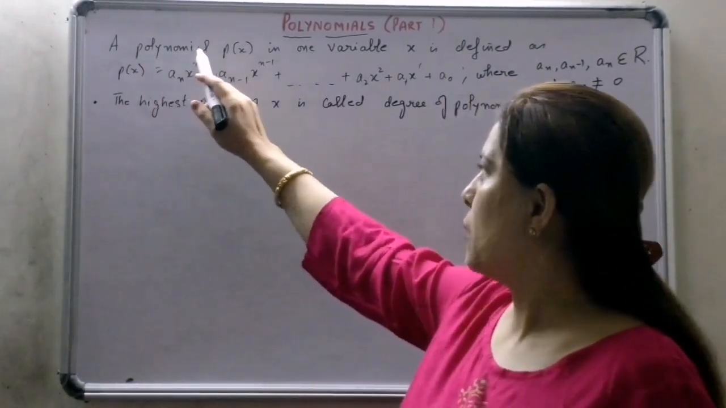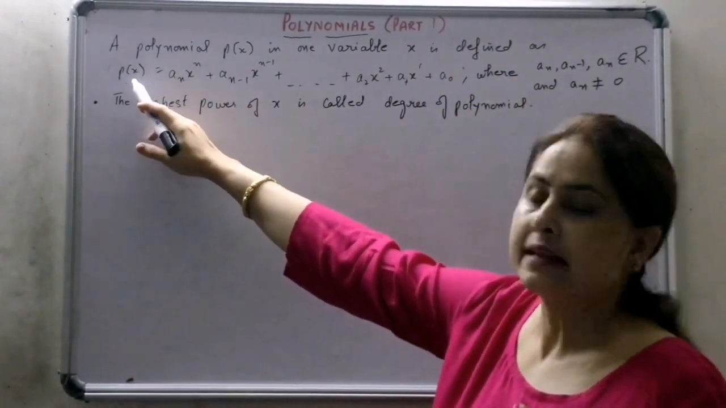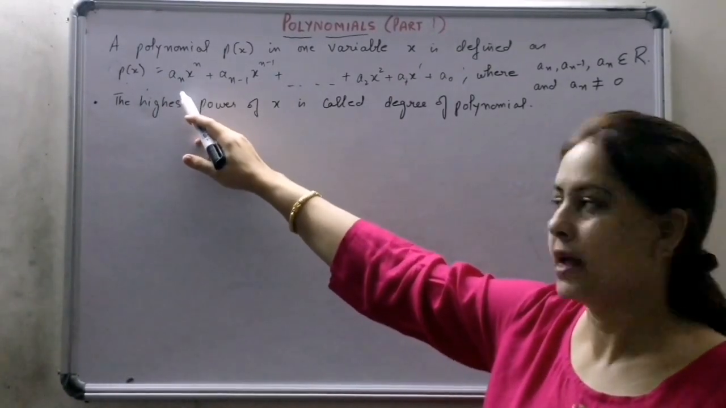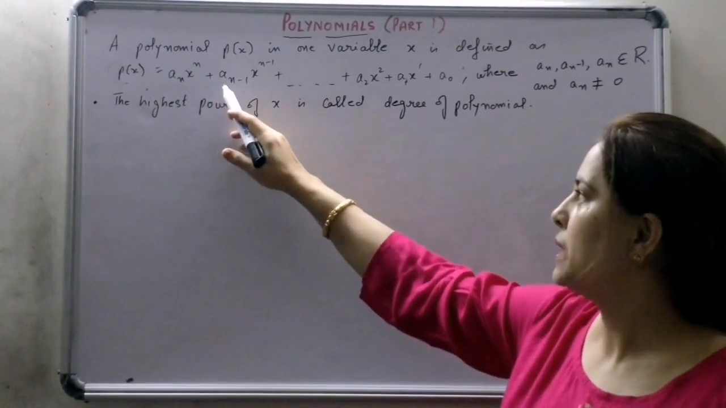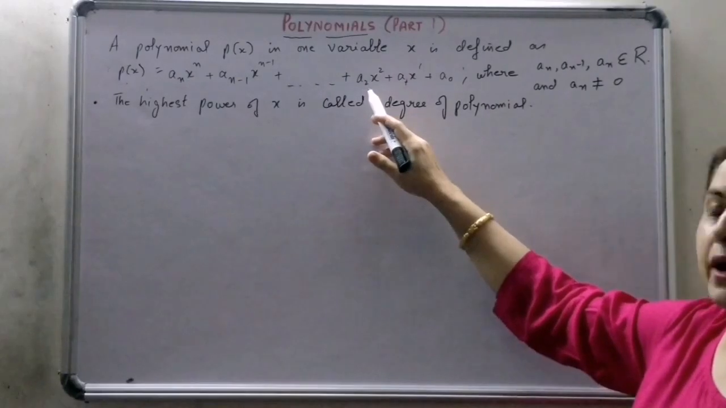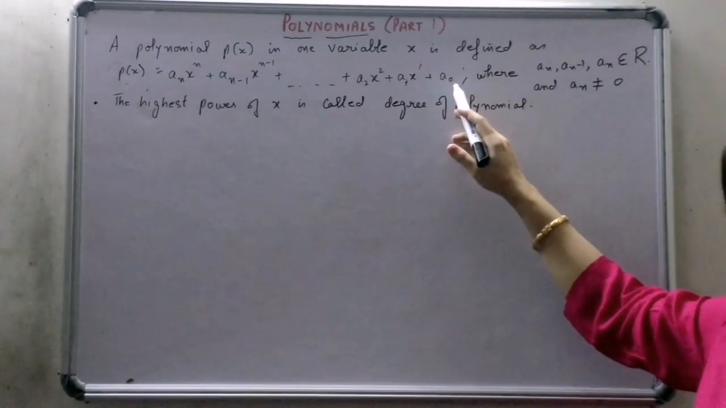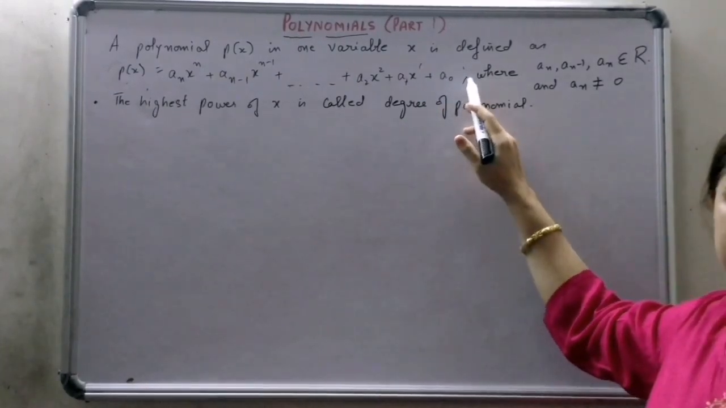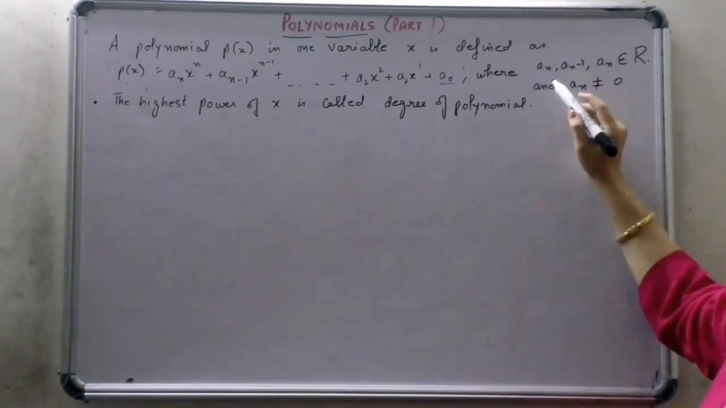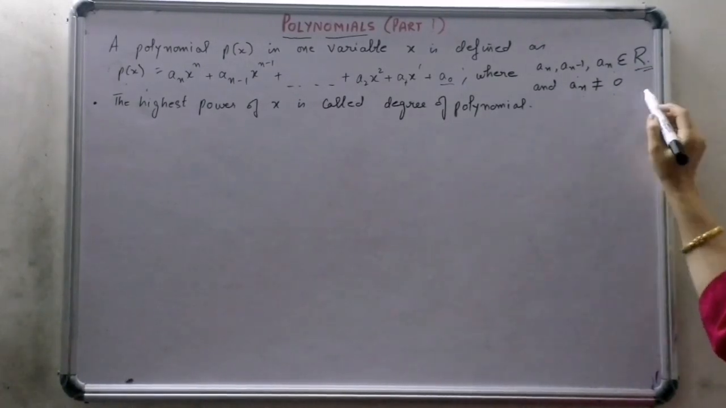In the bookish language, a polynomial p(x) in one variable x is defined as, p(x) stands for the polynomial in variable x, and this is given to be a_n into x raised to power n plus a_(n-1) into x raised to power n minus 1 and so on, added to a_2 into x raised to power 2 plus a_1 into x raised to power 1 plus a_0 into x raised to power 0. Since anything raised to power 0 is 1, so this is just a_0, where a_0 through a_n are all real numbers and a_n cannot be 0.